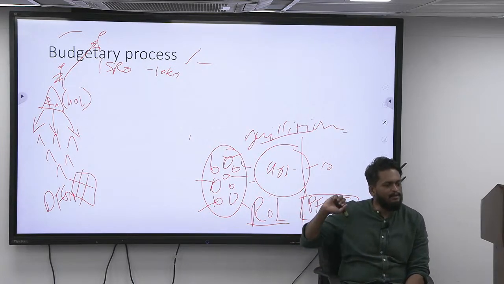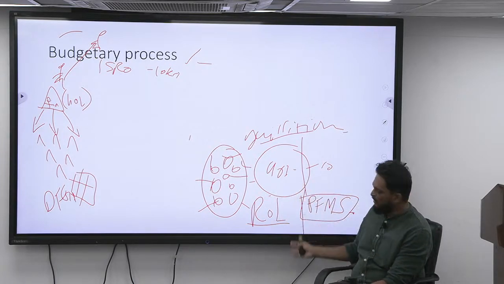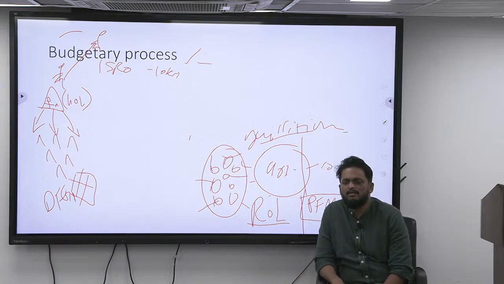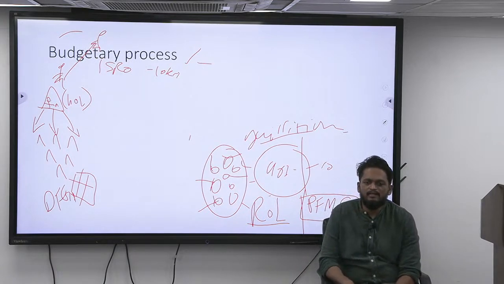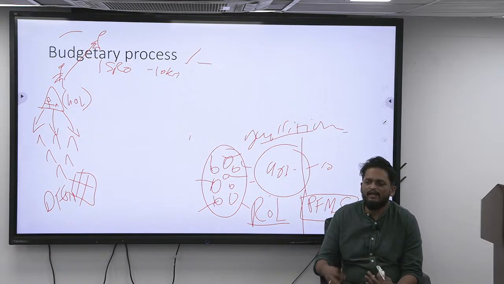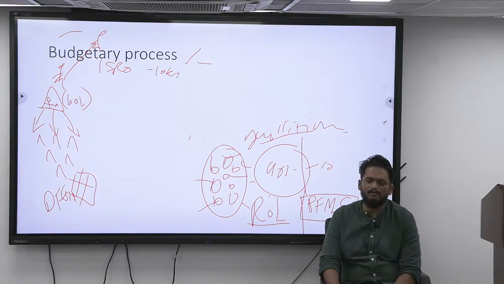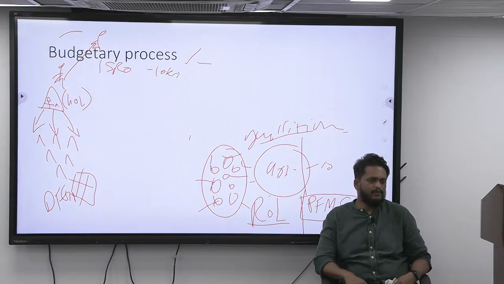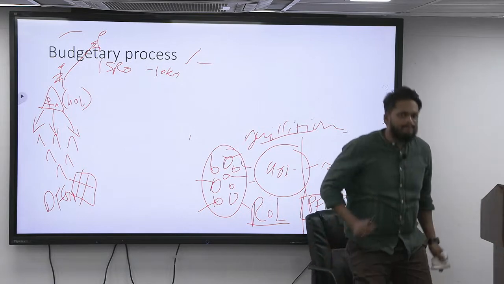You understood the problem of the rule of lapse and the March rush. We implemented this solution, PFMS, within the executive itself. PFMS has nothing to do with the legislature. Within the executive, we are trying to increase the efficiency of spending properly. You understood? Any questions so far?